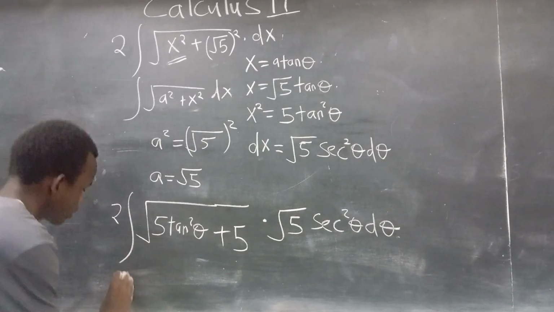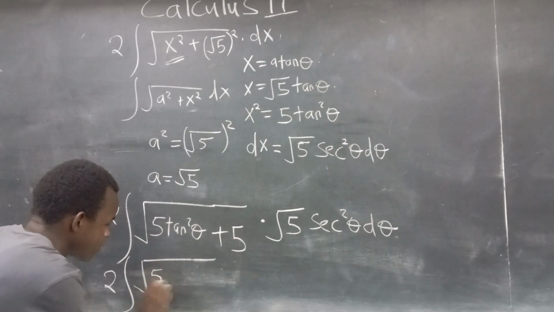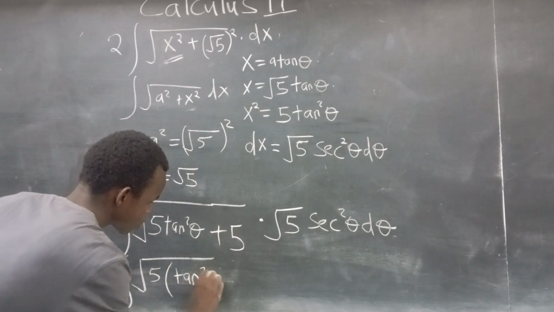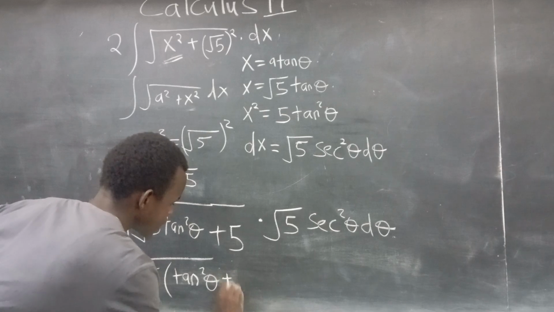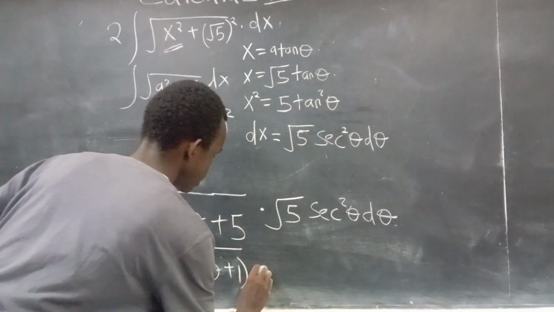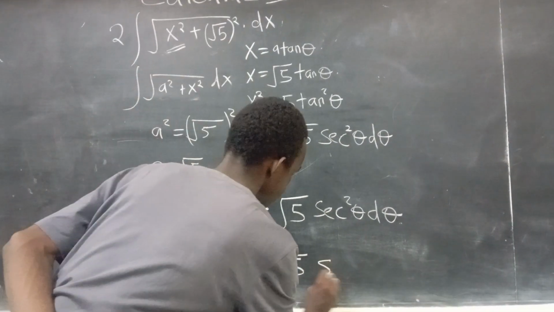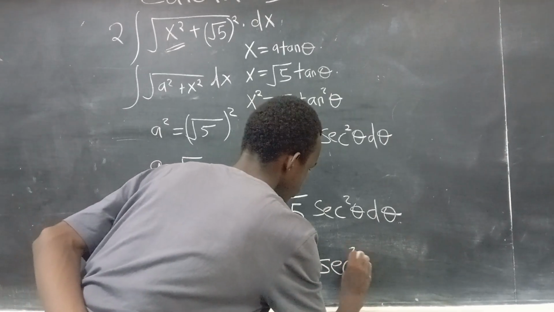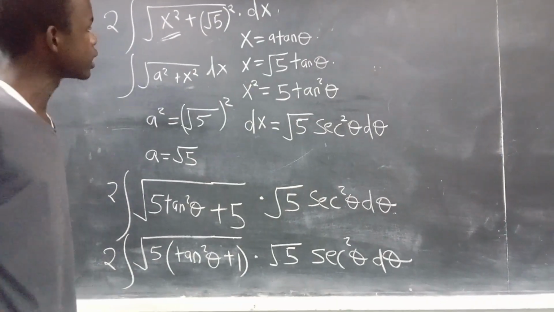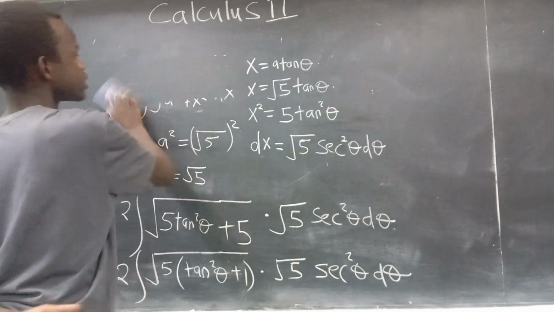I'll factor out my 5, so I'll get the integral of the square root of 5 outside into tangent squared of theta plus 1, okay, that way. Then I'll multiply that with my square root of 5 secant squared of theta d theta, okay. So we have that. So I'll just clear this.